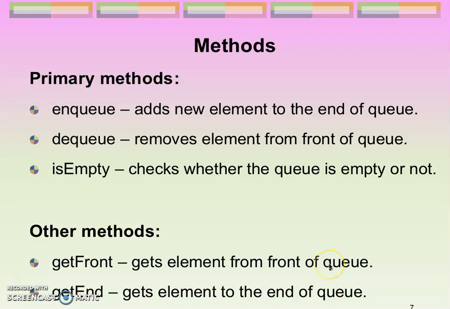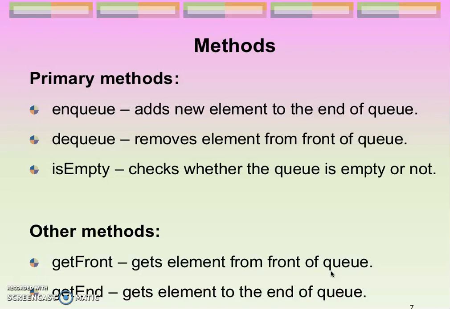Okay, next, look at this method of our queue data structure. Same goes to the other data structure. Each data structure has their own methods.